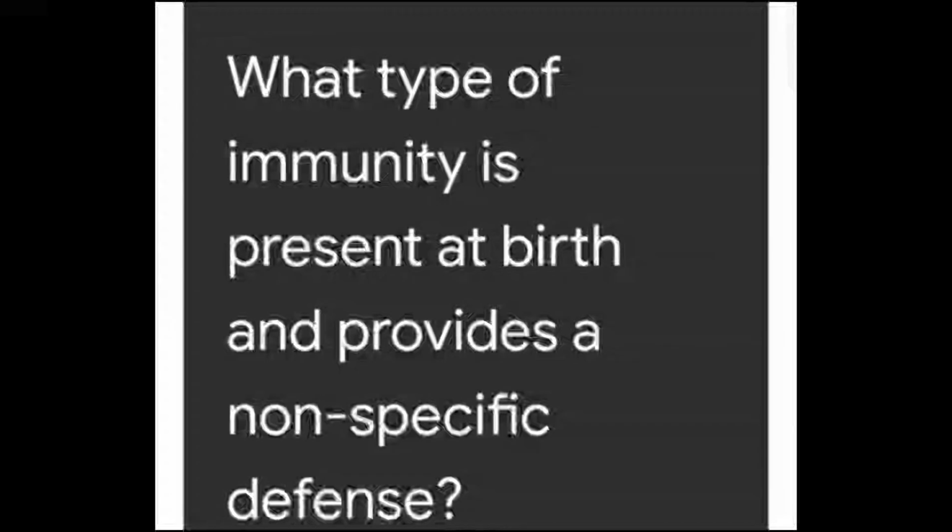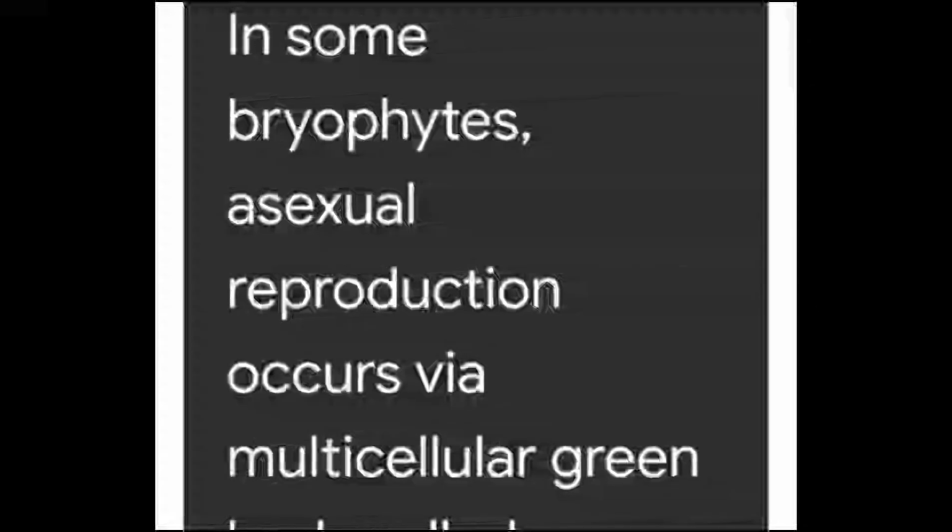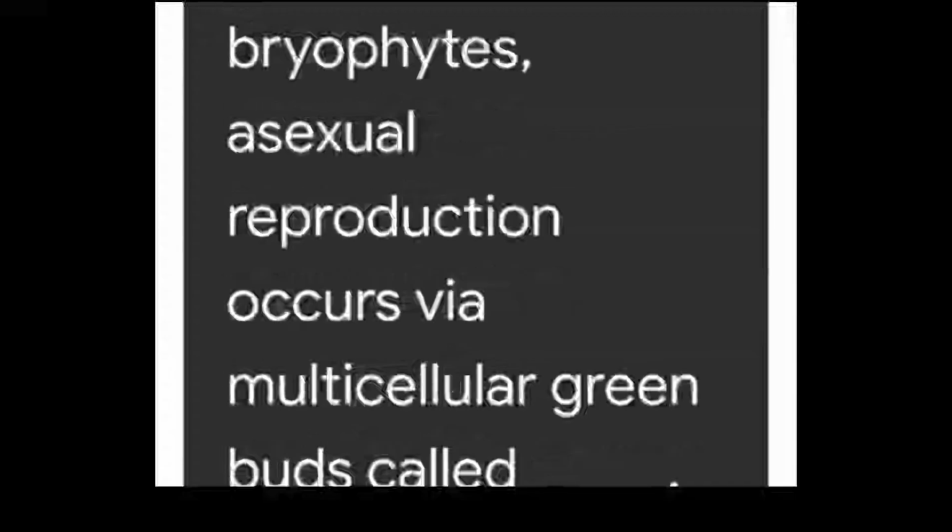What type of immunity is present at birth and provides a non-specific defense? The immunity that is present from birth is innate, and what we acquire through life is acquired immunity. So what type of immunity is present at birth? That is innate immunity. Next question, in some bryophytes asexual reproduction occurs by multicellular green buds. What do we call them? They are gemmae.